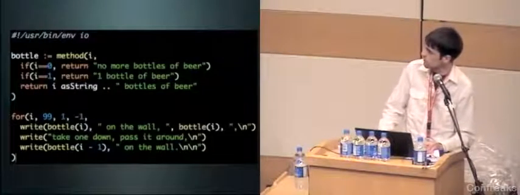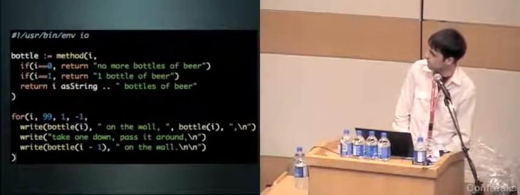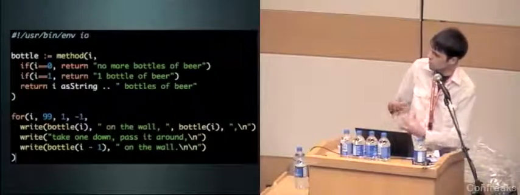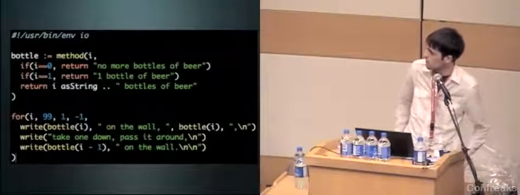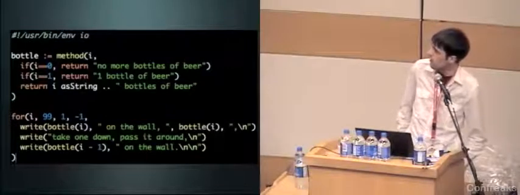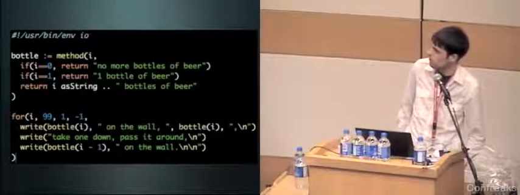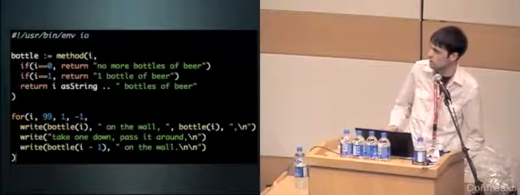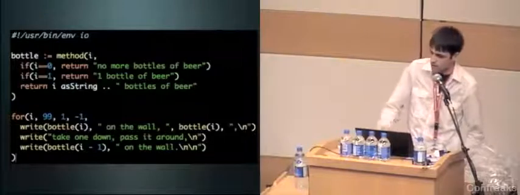Here's something a little more involved. It's basically the 99 bottles of beer on the wall. Here I'm trying to show the more familiar aspects of the language. You've got your shebang at the top. You've got a function that has a couple of ifs in there, and a return, and then you've got some sort of a for loop. You can kind of figure out what it's doing, and some writes there.